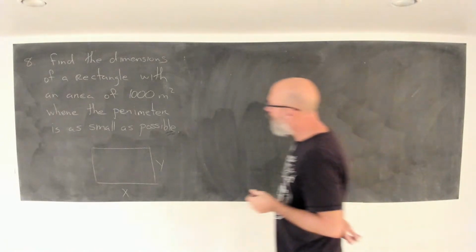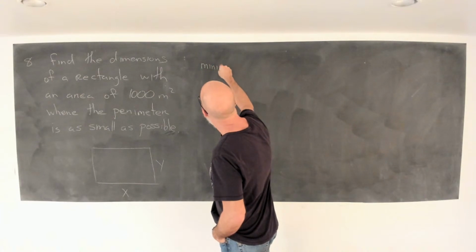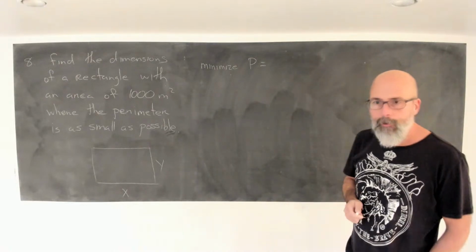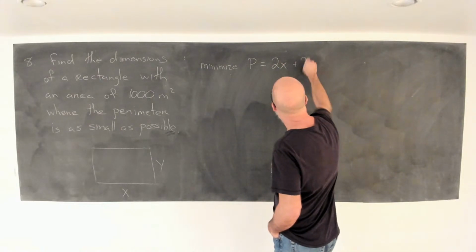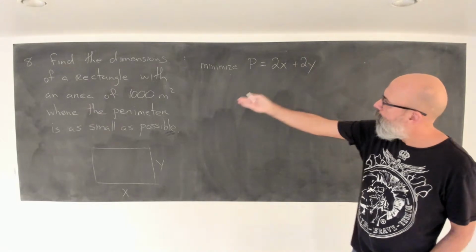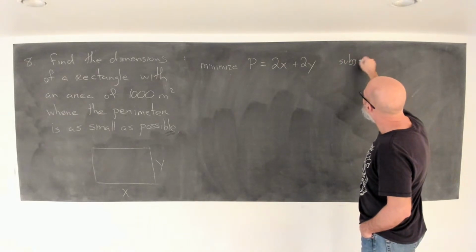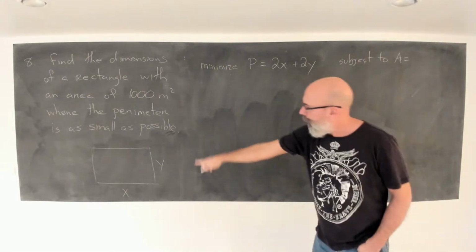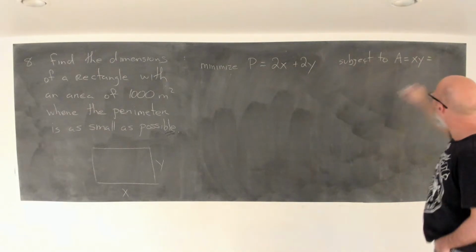What do we want? We want to minimize the perimeter. What is the perimeter? The perimeter is 2x plus 2y. Minimize this perimeter subject to the area, which is xy, but the area has to be 1,000.